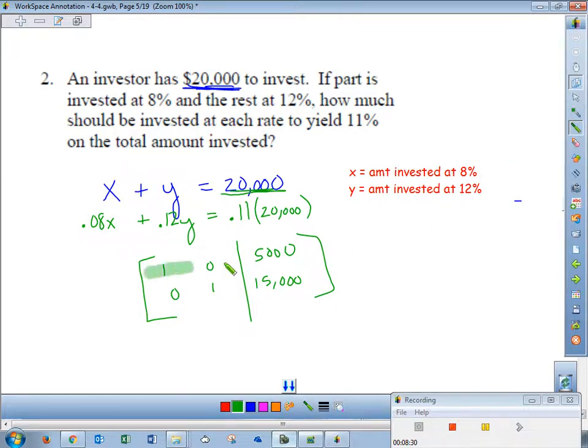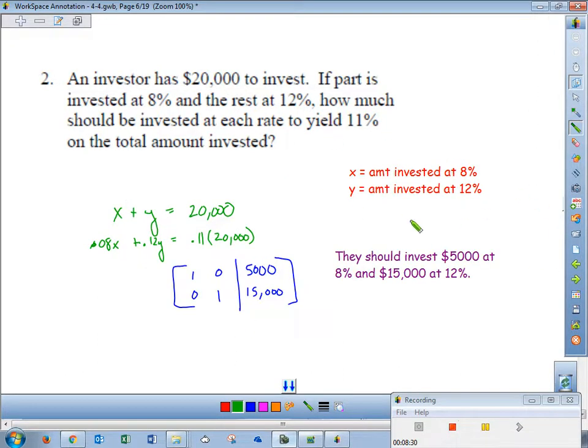What does this mean right here? This is x, right? X is the amount invested at 8% equals 5,000. So in a complete sentence, I wrote they should invest $5,000, that's this right here, at 8%, and $15,000 at 12%. Again, you can pause the video to give yourself time to write that sentence down, but just take this and write it in a complete sentence.